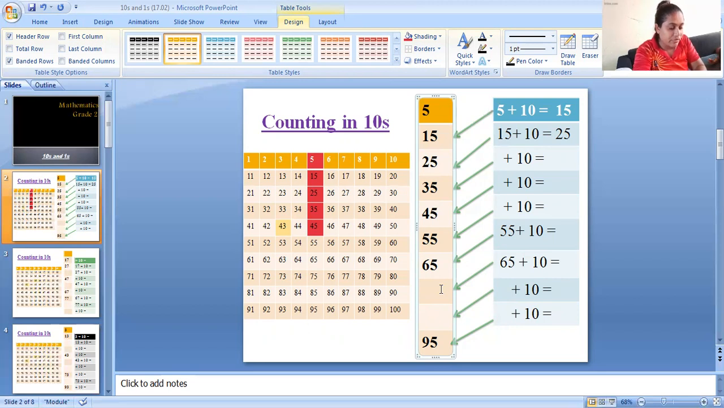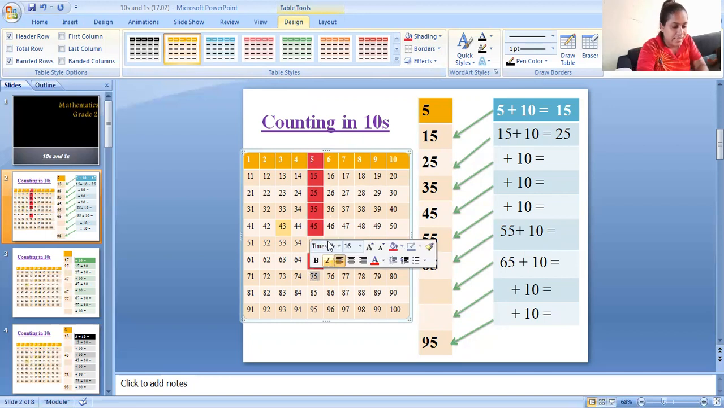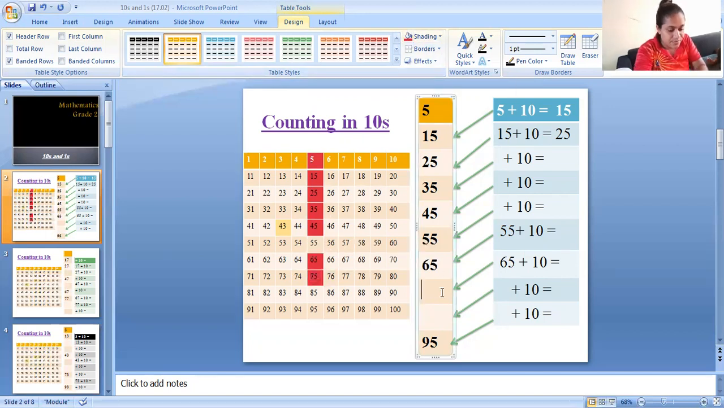Now here I want to find 65 plus 10. What is the answer? So I will mark 65 on my 100 square, and I will count from here. 1, 2, 3, 4, 5, 6, 7, 8, 9, 10. This is the 10th number. What is it? It is 75. Here now again I want the answer.